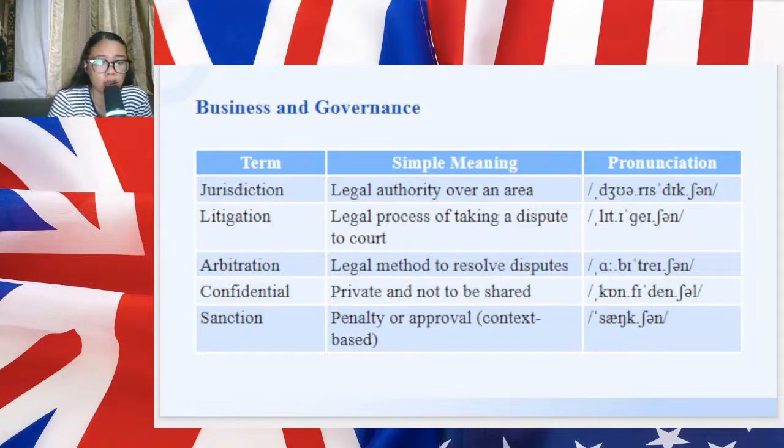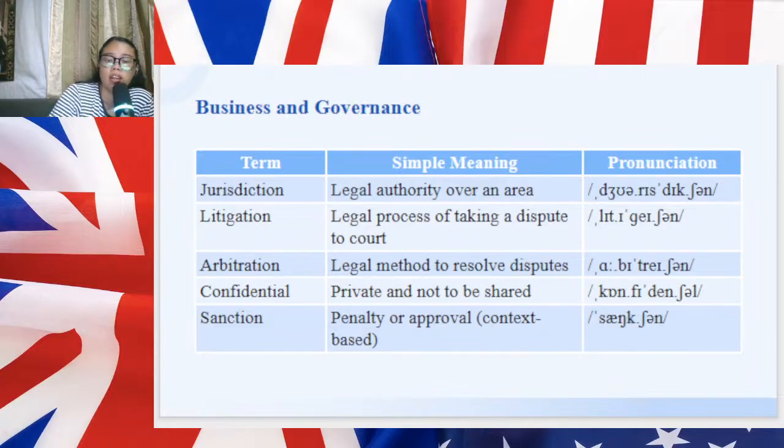Basically, it is the legal authority and scope of power that a court, a government agency or other legal body has to hear and decide a case, make laws, or exercise control over a specific geographic area or type of legal matter or individuals. Basically, the scope, that is jurisdiction.